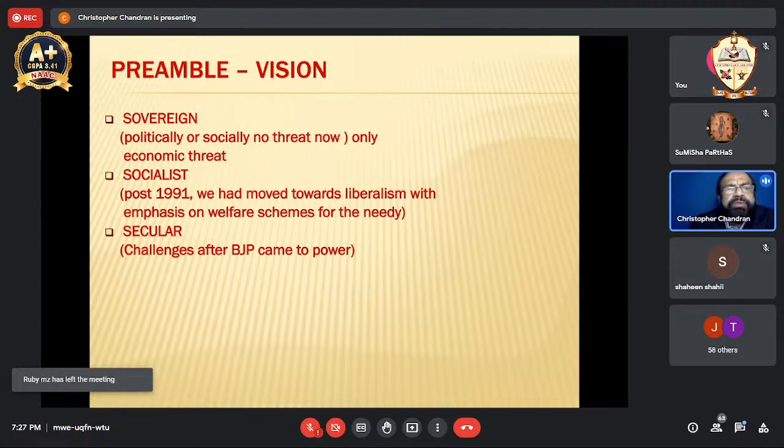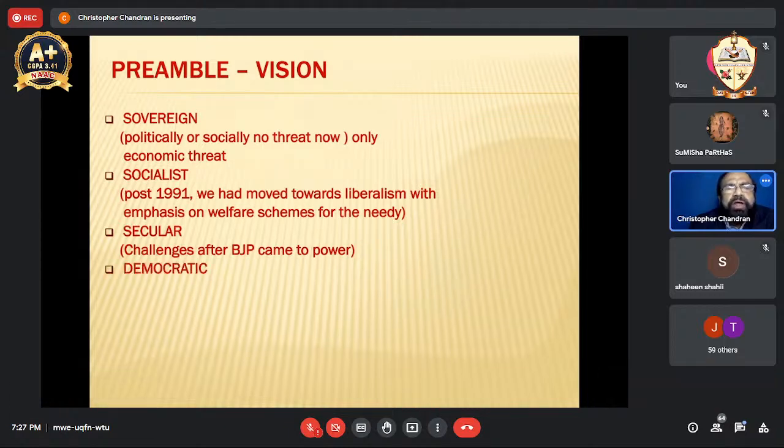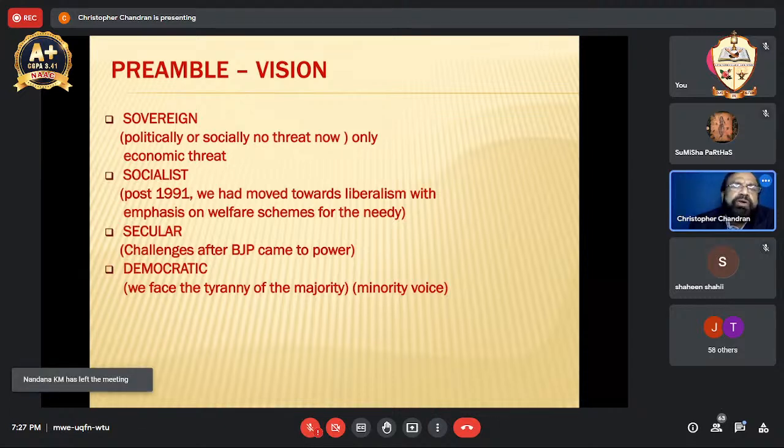After certain governments that have come to power in the center, we are facing a certain amount of challenges to secularism. We'll see that later. Democracy, yes. Democracy always goes with the principle of majority, but not necessarily all majority opinions are always right. The minority also needs a voice. The minority also needs to be heard. It cannot become a tyranny of majority.